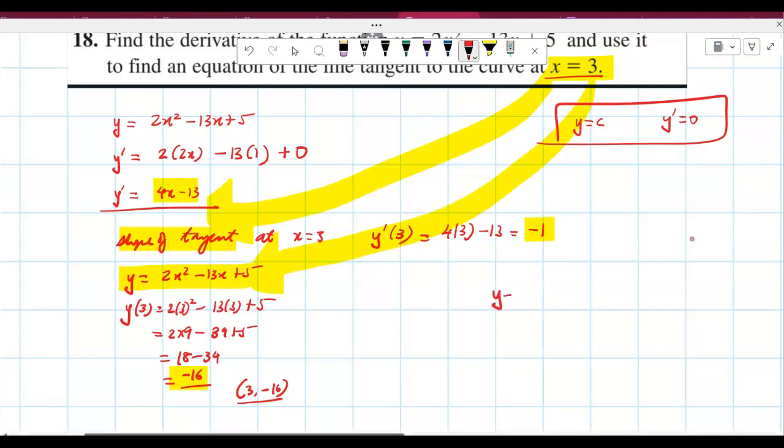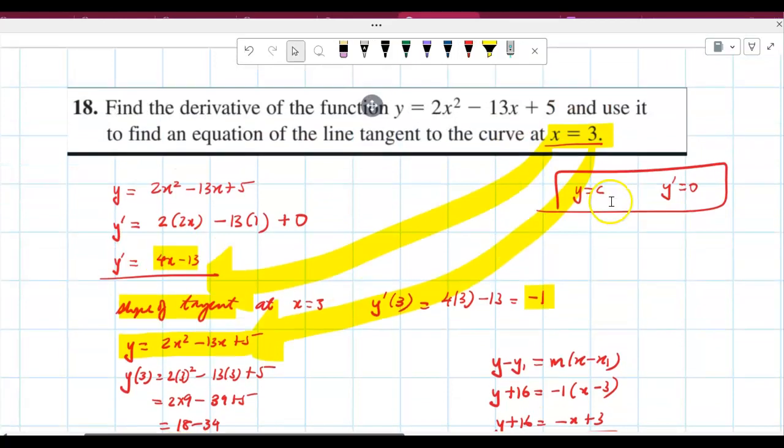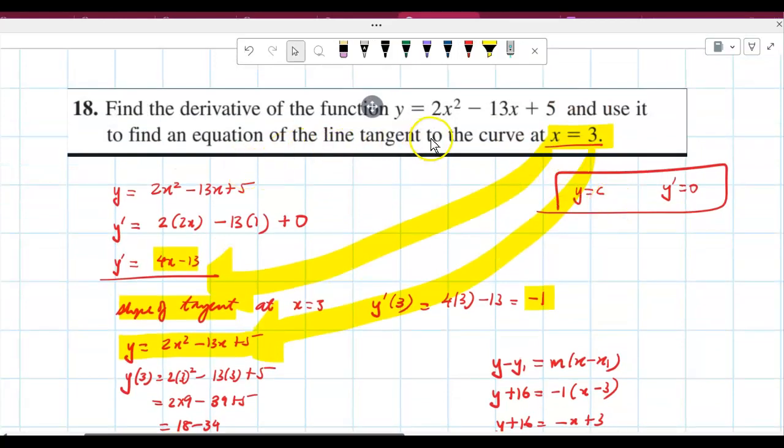So y minus y1, you can use it, or y is equal to mx plus c, anything you can use. So y minus y1 is equal to m into bracket x minus x1. So this is using the slope. So y plus 16 is equal to minus 1 times (x minus 3). So y plus 16 is equal to minus x plus 3. So y is equal to minus x minus 13. So that's the equation of the tangent.